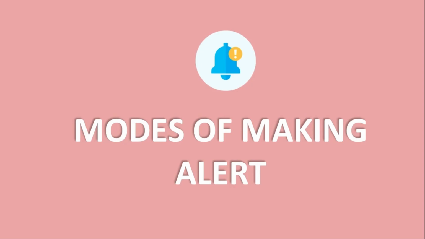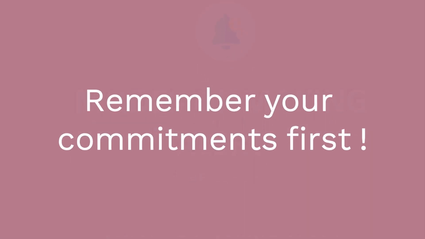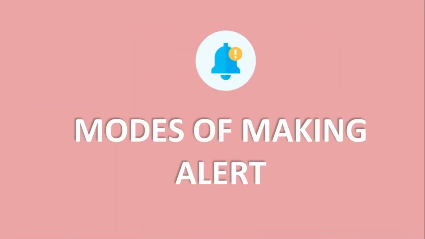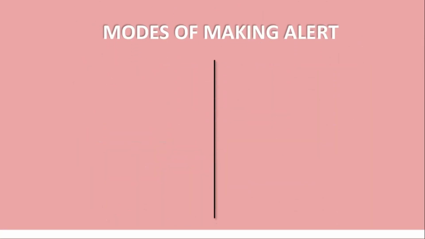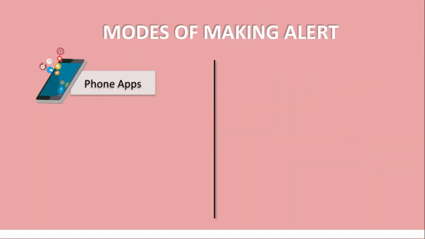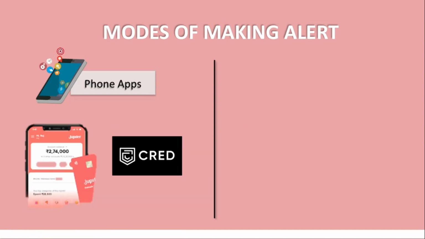In order to meet your fixed commitments, you need to remember those commitments first, but it is not always necessary that it will be in your mind. So to help with these, there are many different modes of making alert. Number one, phone apps. There are apps such as Jupiter Money, Cred, etc. that help in notifying for payments of credit card bills, loan installments, renewing policies, etc.